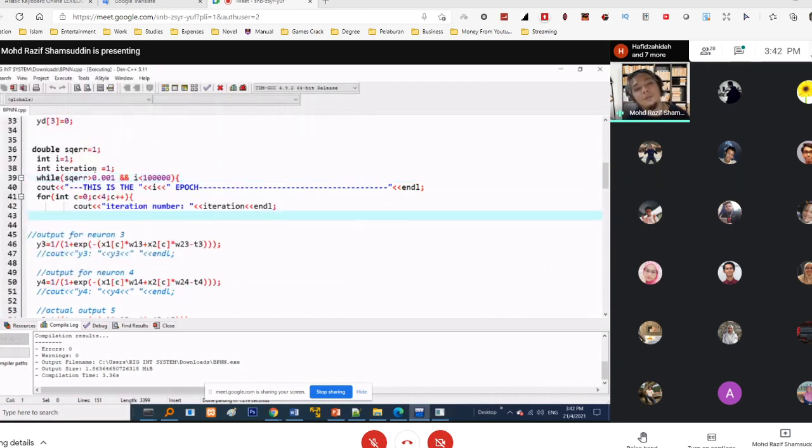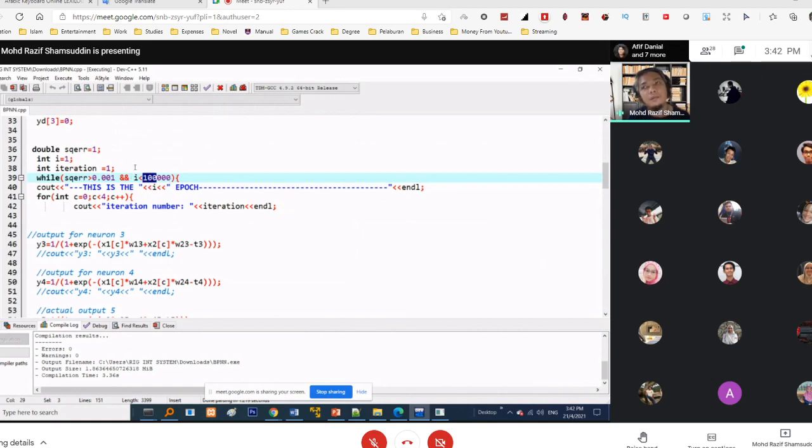So this is our stopping condition, right? Our error must be lesser than 0.001. But this is not a simple error calculation, so we call this sum of square error. So what is sum of square error? I'll explain it later. And we have another stopping condition, which is the loop must be lesser than 100,000 epochs.